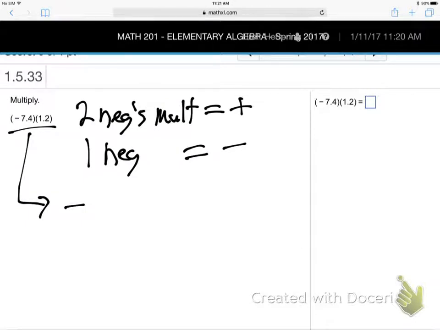Somebody have it? What's 7.4 times 1.2? What is it? Oh, it's just a bunch of 8s, huh? 8.88. There we go. So I'm just making sure you know the rules for the signs, right? Two negatives multiply to be positive. One negative is just negative. All right.